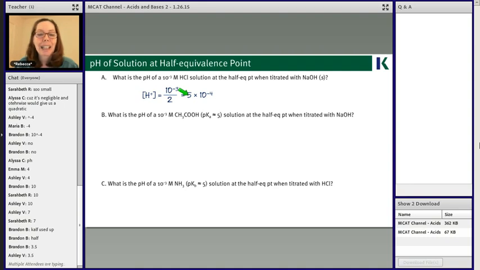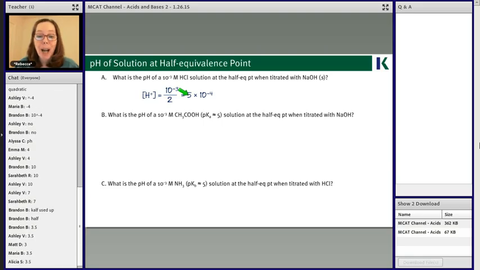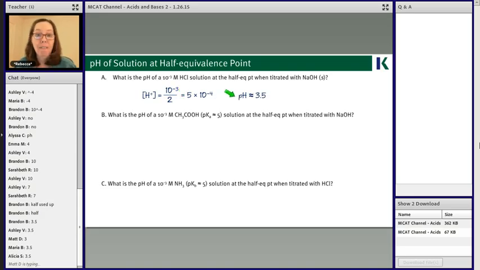It's got to be lower than 4. Brandon and Ashley are all over it. But it's not as low as 3, because that would be 1 times 10 to the negative 3. Mariah's got it. Alicia's got it. It's going to be approximately 3.5. And again, for the MCAT, good enough.